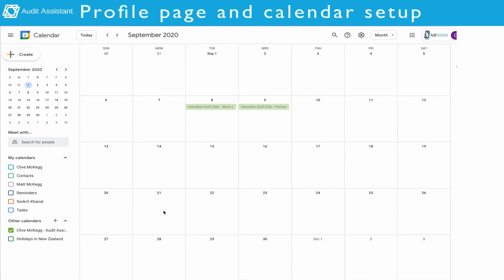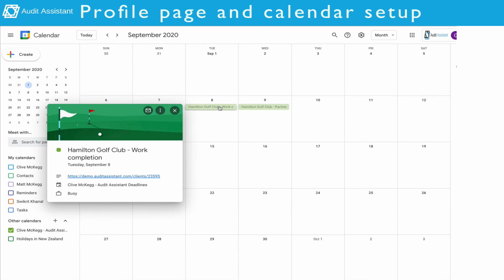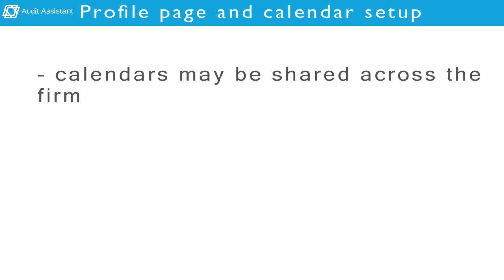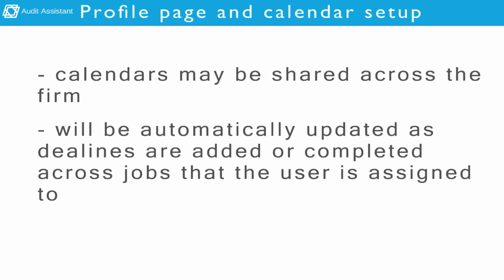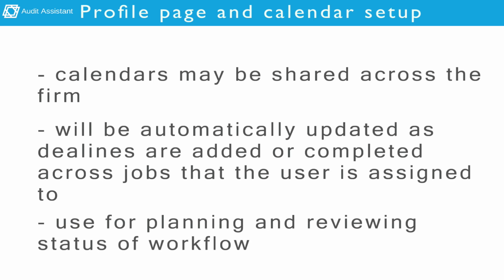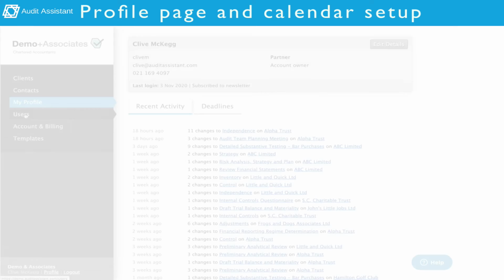This can take some time to update, but once it's in it will look like this. It will show these links in the calendar and the link back to the Audit Assistant client. Once a new calendar is set up, it may be shared across the firm and will be regularly automatically updated as deadlines are added or completed for all the jobs that the user is assigned to, thus providing a great tool for planning or reviewing the status of workflow.